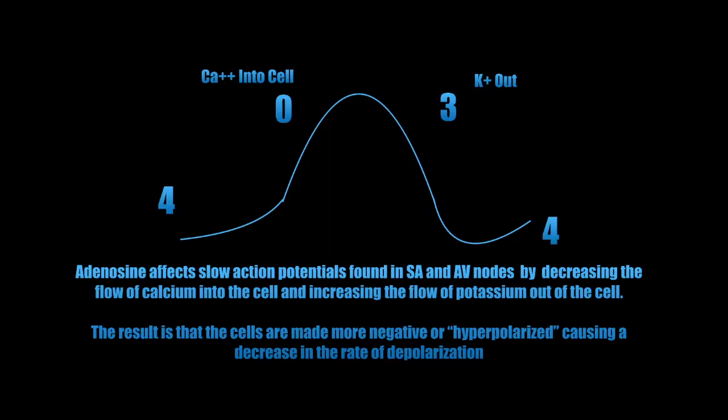Now, specifically, adenosine affects slow action potentials of the SA and AV nodes by decreasing the flow of calcium into the cell and increasing the flow of potassium out of the cell. What this does for us is it causes the cells to be made more negative or hyperpolarized. This causes a decrease in the rate of depolarization and a slowing of our heart rhythm, ideally, so that we can get back to a normal rhythm. Now, there are little effects on the fast potentials of the ventricular conduction system and the cardiac muscle cells.